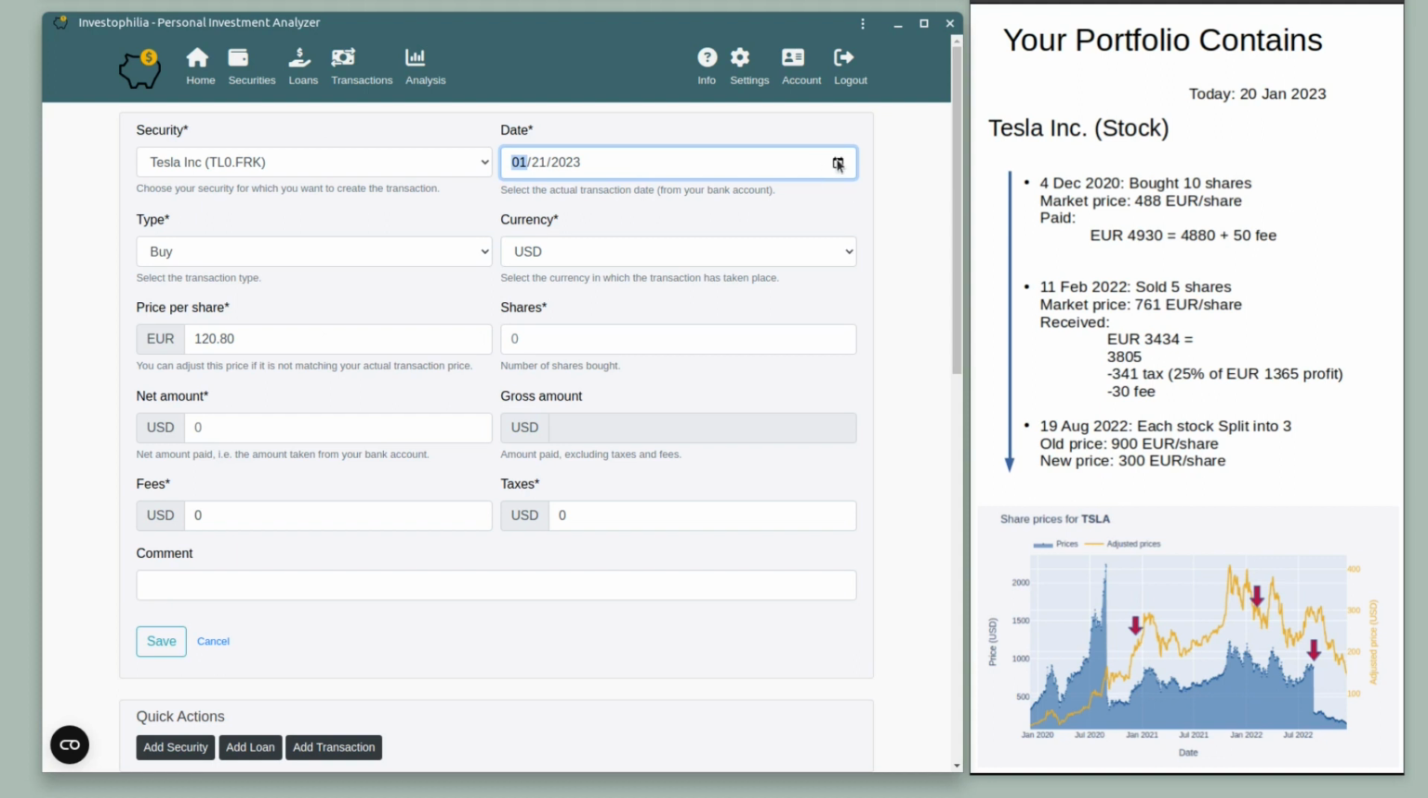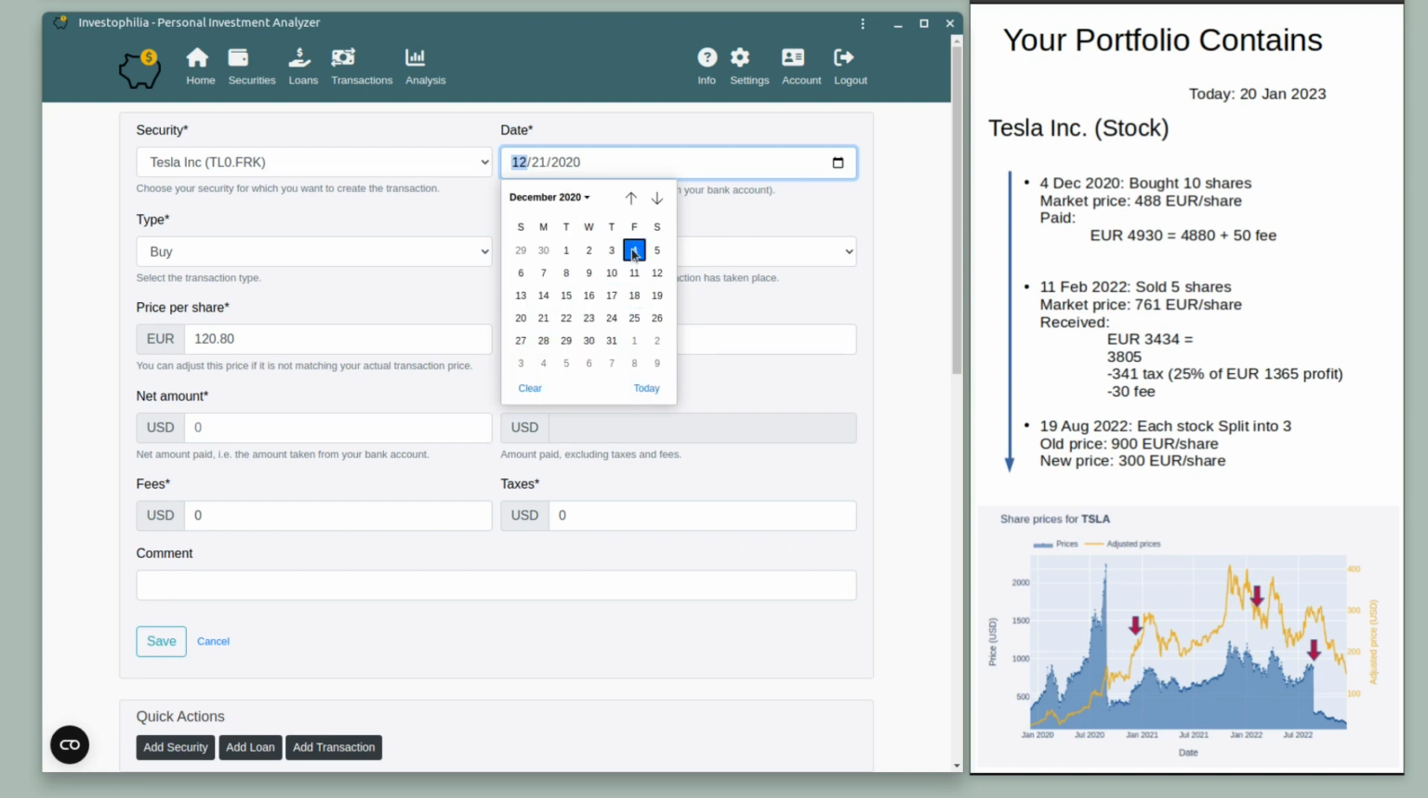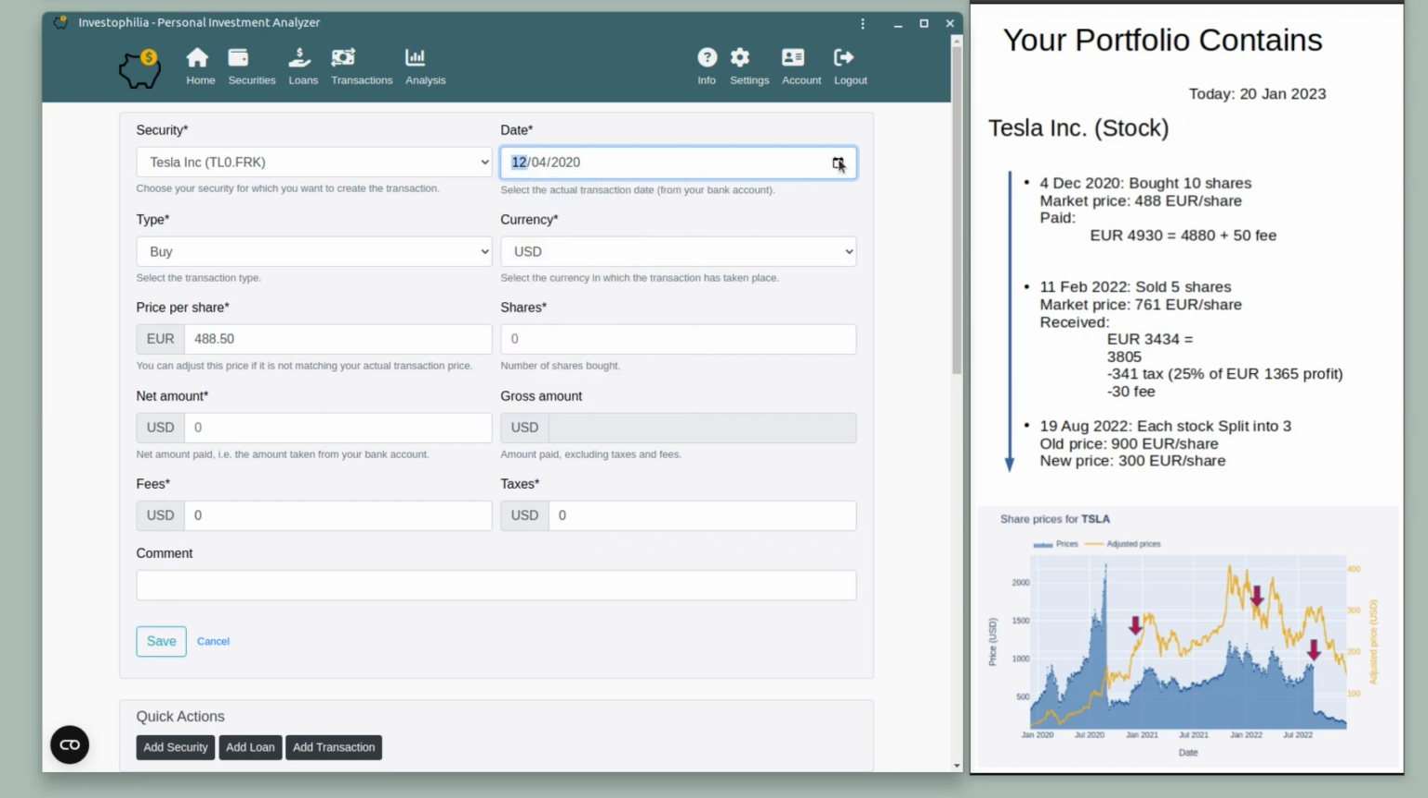Then here I need to choose the 4th of December 2020.